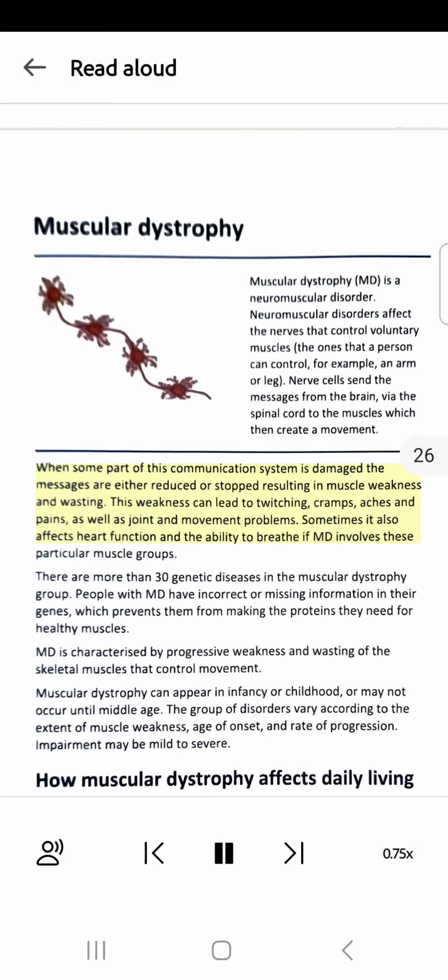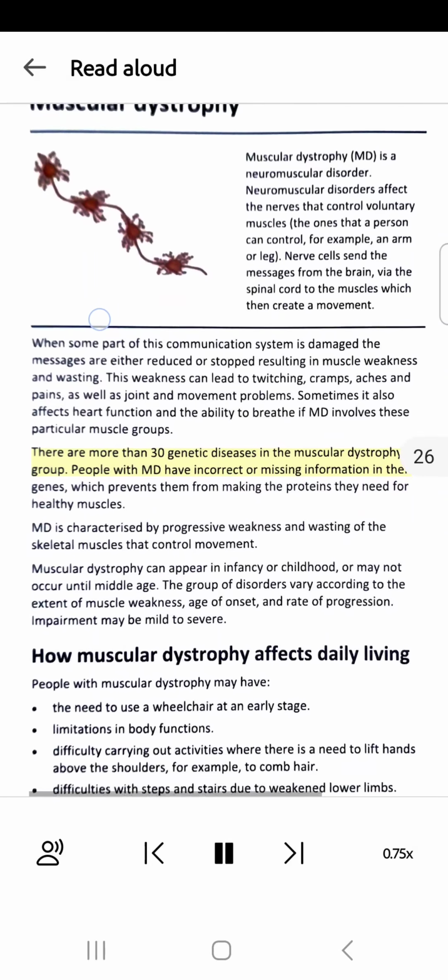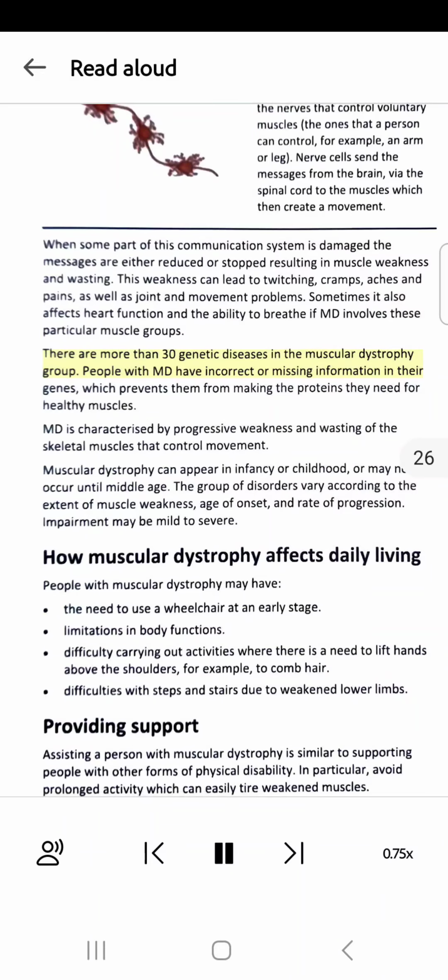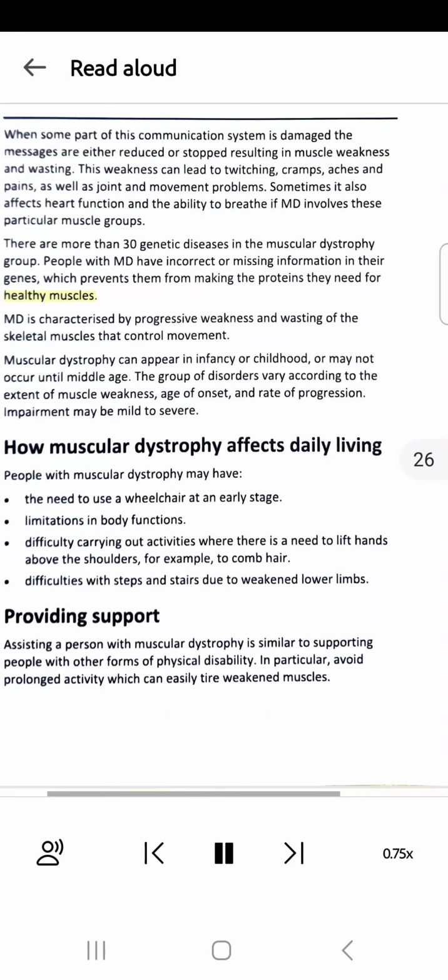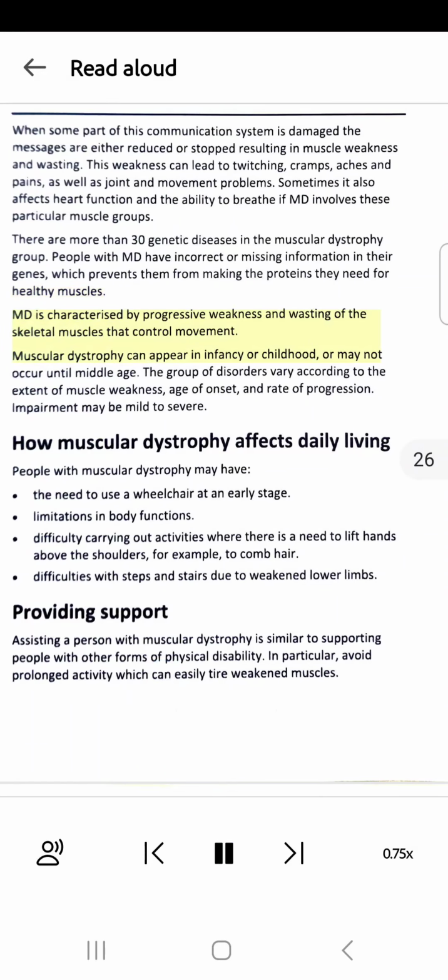muscle weakness and wasting. This weakness can lead to twitching, cramps, aches and pains, as well as joint and movement problems. Sometimes it also affects heart function and the ability to breathe if MD involves these particular muscle groups. There are more than 30 genetic diseases in the muscular dystrophy group. People with MD have incorrect or missing information in their genes, which prevents them from making the proteins they need for healthy muscles. MD is characterized by progressive weakness and wasting of the skeletal muscles that control movement.